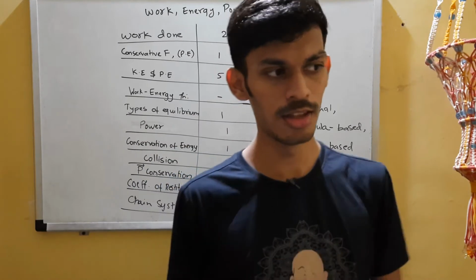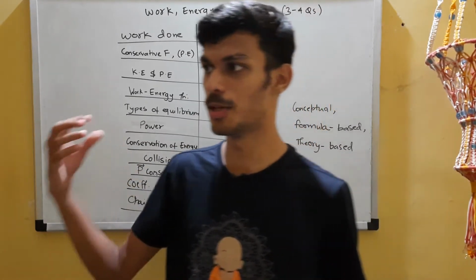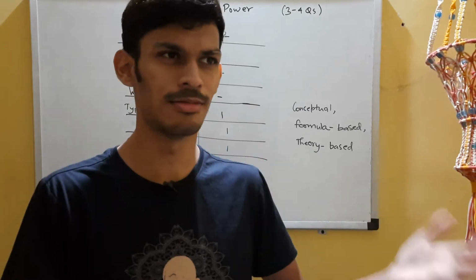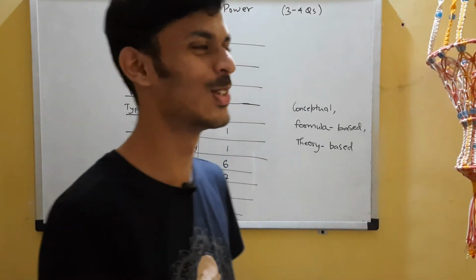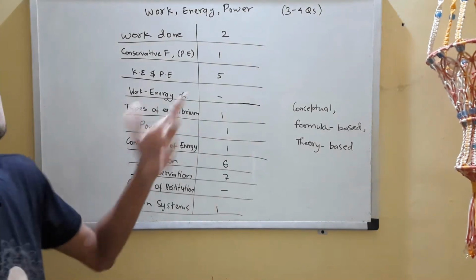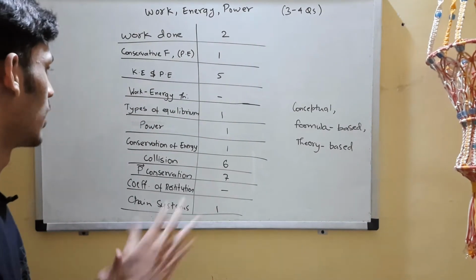In this chapter you learn about the 3 types of equilibrium: stable, unstable, and which one is that, neutral. Those are the 3 types of equilibrium. On that, one question was asked, I think on potential energy or something. We'll come to that in a while.